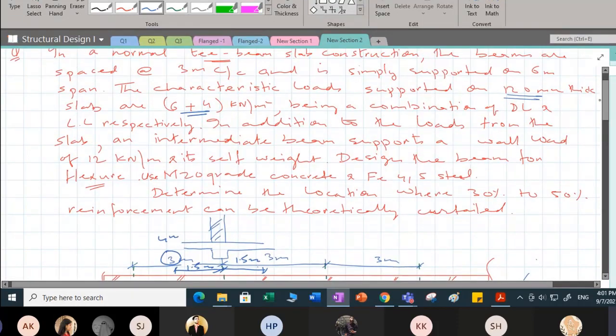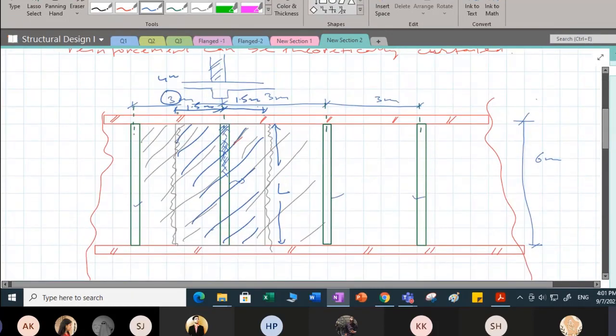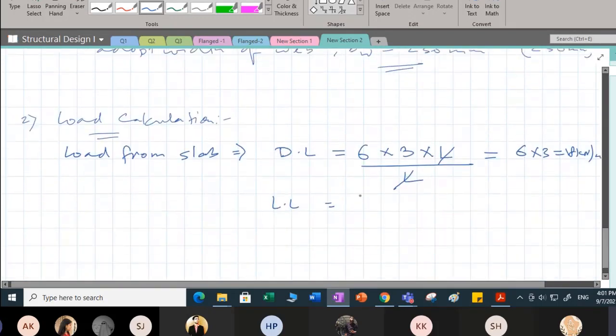Similarly, live load, it was 4. So I can multiply 4 with the contributory width. The contributory width is 1.5 plus 1.5, which is 3. So I can do 4 into 3, which will give me 12 kilonewton per meter. All right.